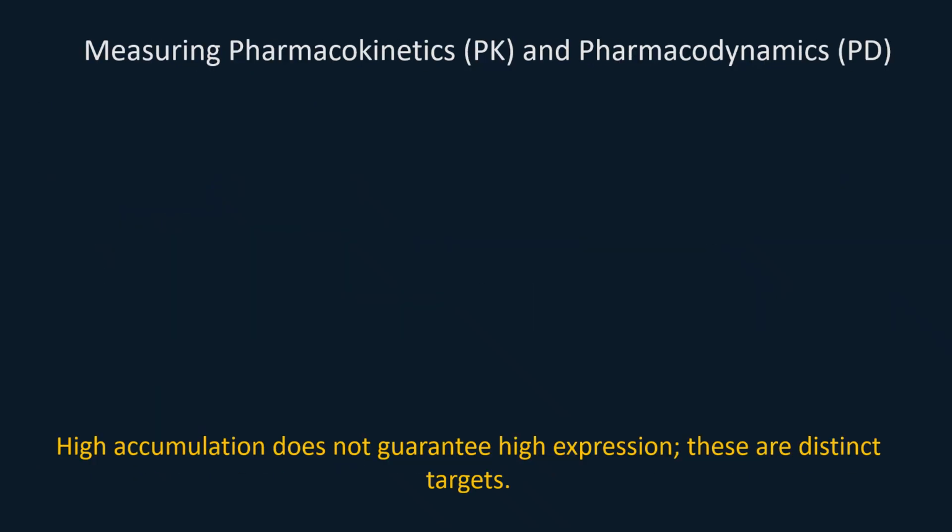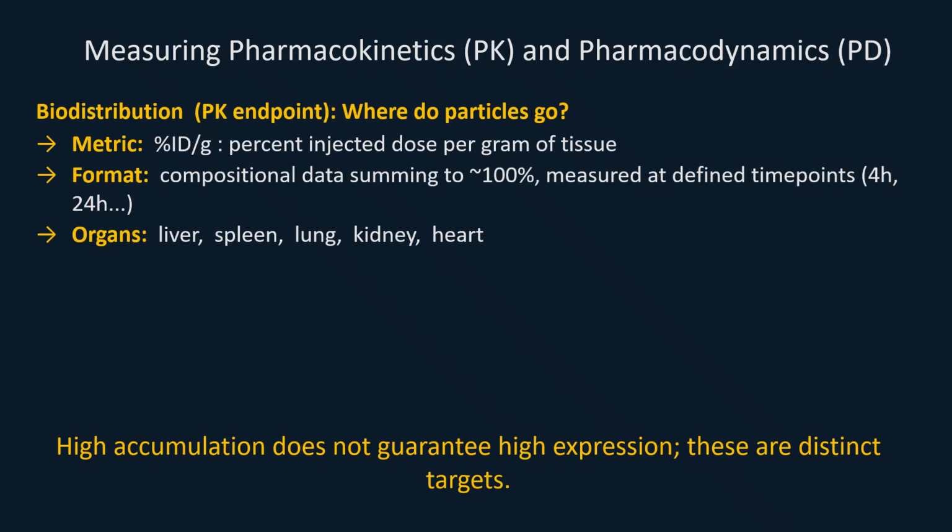So when studying RNA delivery, we measure two distinct types of outcomes. The first is pharmacokinetics. The question is, where do the particles go? The standard metric is percent injected dose per gram of tissue. This is measured across organs, like liver, spleen, lung, kidney, at defined time points.